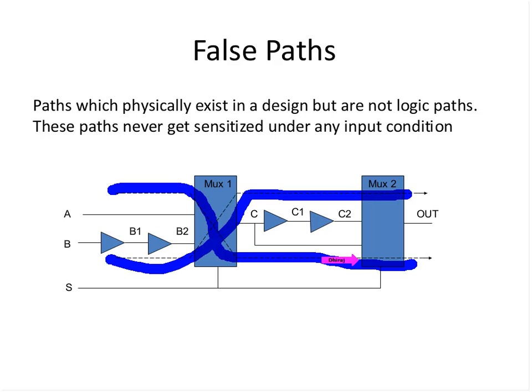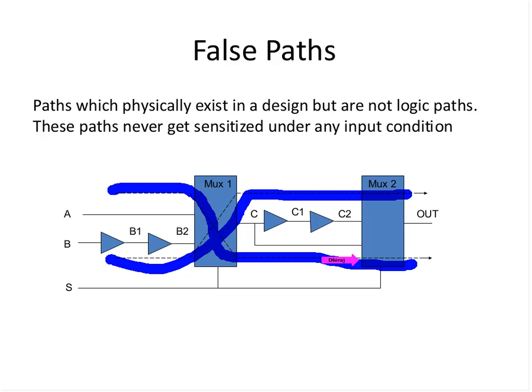One more example: let us say you know that there is some flop in your design which never changes its value, which is always static. There can be multiple reasons. This can be software programmable, and software programmable registers mostly change only one time, or they do not change at all. They have a fixed value.